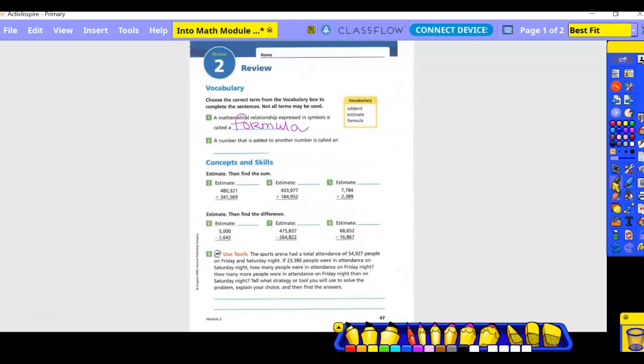A number that is added to another number is called an adding... Okay, and then that also kind of helps you. What word did they use? And that lets you know that it's going to probably start with a vowel, right? Okay.